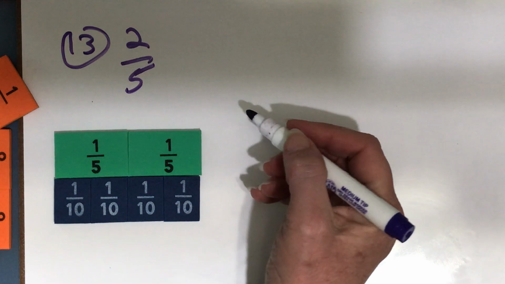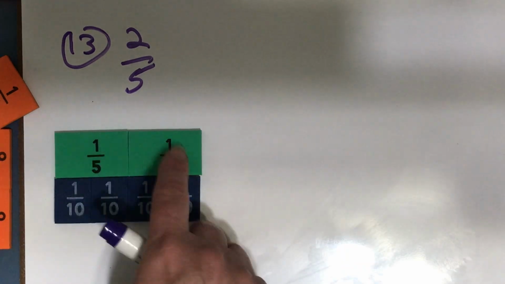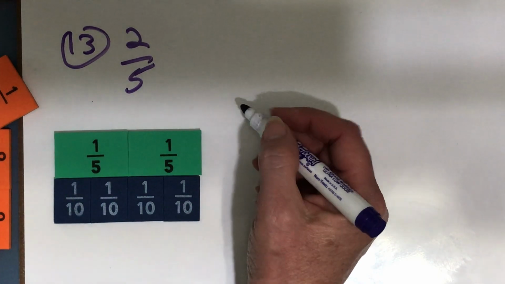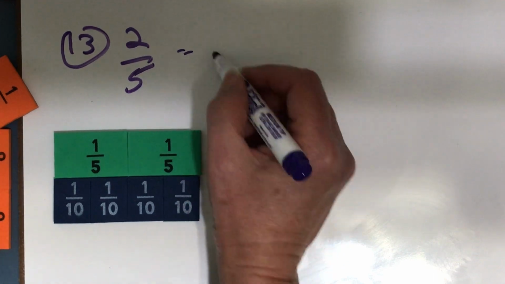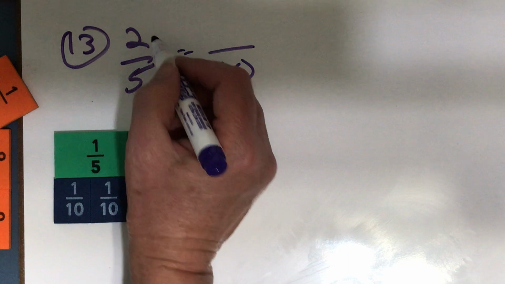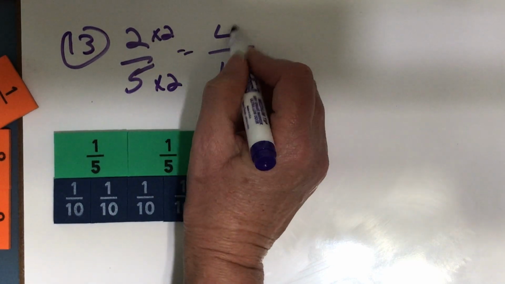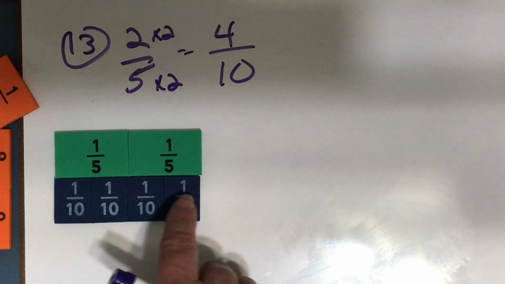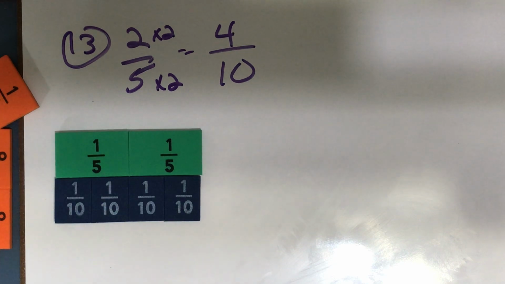2/5 is equivalent to 4/10. And I can check that by multiplying. 5 times 2 equals 10. So 2 times 2 equals 4. So 1, 2, 3, 4/10, 2/5.